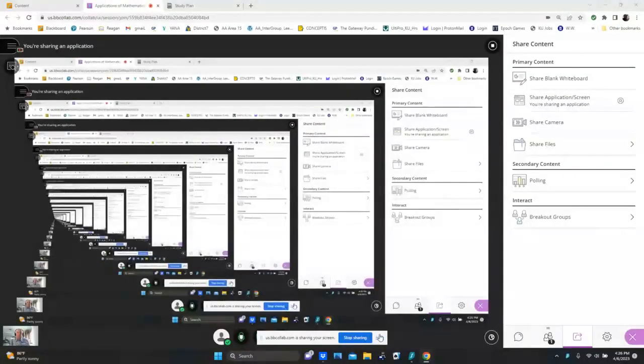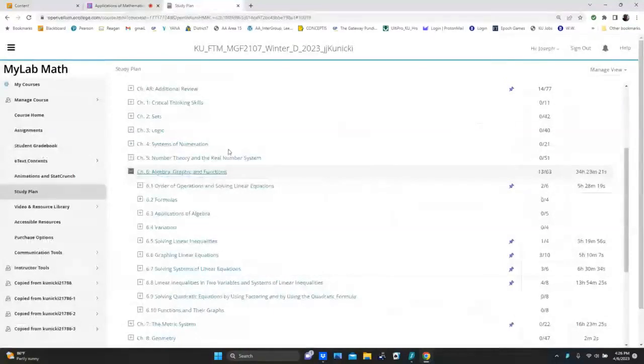So I'm going to open up the share application screen. And we're going to go to study plan. We're going to cover section 6.8 today. Essentially linear inequalities in two variables, and then systems of linear inequalities in two variables. And the systems can be more than two inequalities. You'll see there might be several. And it's leading up to linear programming, which is the end of section 6.8.